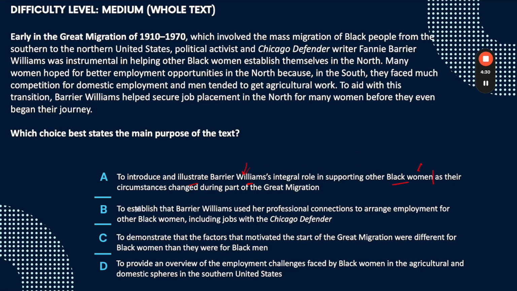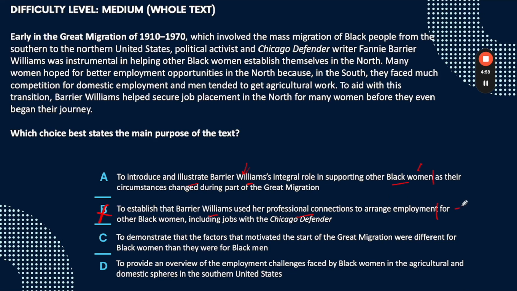Let's go to B now. To establish that Barrier Williams used her professional connections to arrange employment. Now stop there. Nowhere in the text did they tell me how it was that Barrier Williams was able to help these black women. How did she help them? Did she use her professional connections or did she not? I really have no clue because the text is not talking about it. Right, so B is out because I don't know how she was able to arrange employment for these black women.